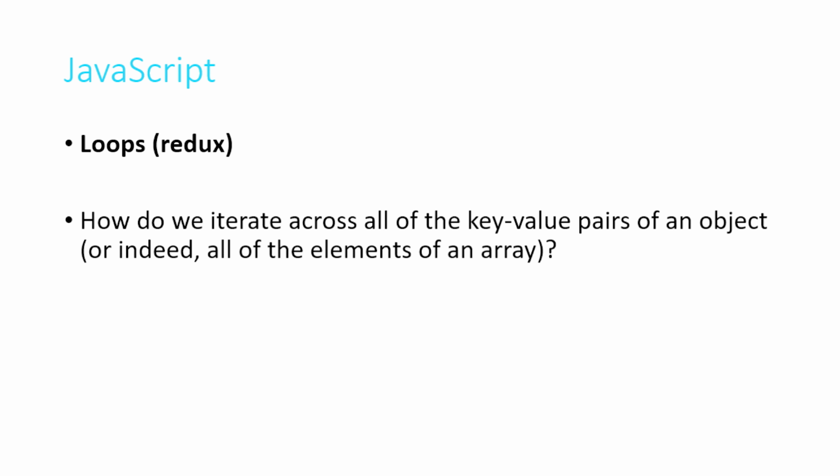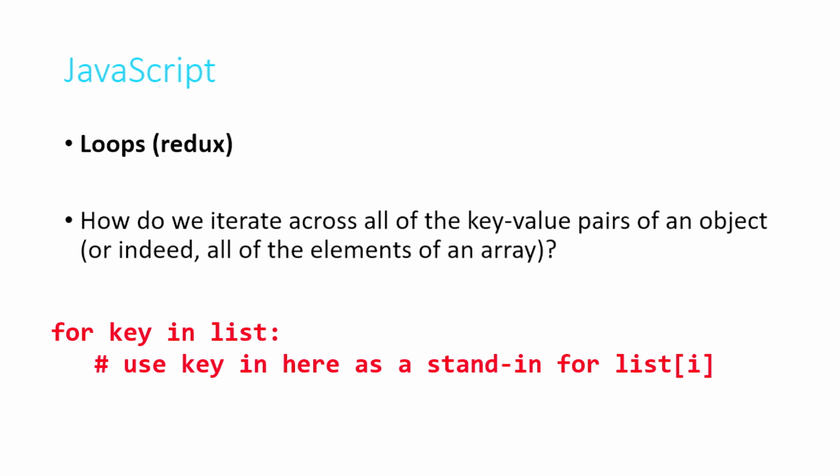All right, now let's go back to loops, because I mentioned earlier there are a couple of different new loops that we can use in JavaScript. So now that we have this object, how would we maybe iterate across all of the key value pairs of that object? Or in fact, how would we iterate across all of the elements of an array if we wanted to do that, besides using a for loop, a while loop, or a do while loop? So in Python, we saw something like this. For key in list, and then we would have some code where we would use key from that point on down as sort of a stand-in for the ith element of the list.